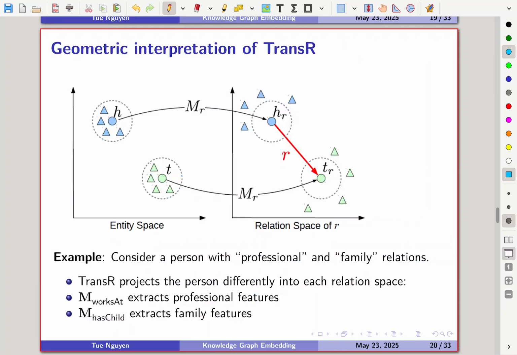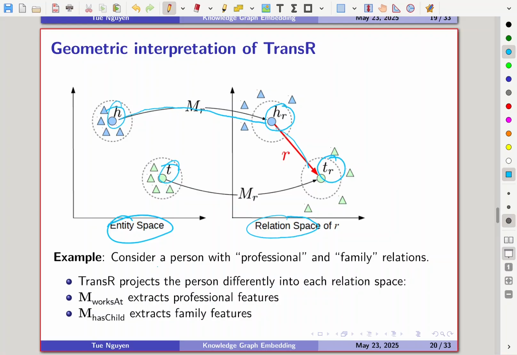And this is the geometric interpretation of TransR. We start with the entity space here, and this is the embedding of the head. This is the original embedding of the tail. We do the projection, we get the projection of head and projection of tail in the relation space, and we do the translation to get from head to tail. And with this approach, now we can model different types of relation very effectively.